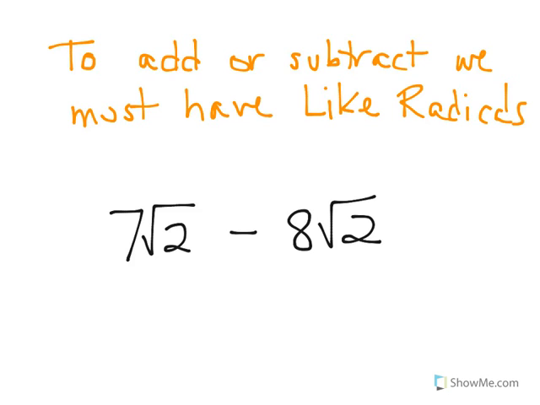In order to add or subtract, we must have like radicals. In this case, we have 7 radical 2 minus 8 radical 2 because both expressions have a 2 as a radicand. These are considered like terms or like radicals, and we can go ahead and find the difference. So 7 radical 2's minus 8 radical 2's leaves us with a negative 1 radical 2.